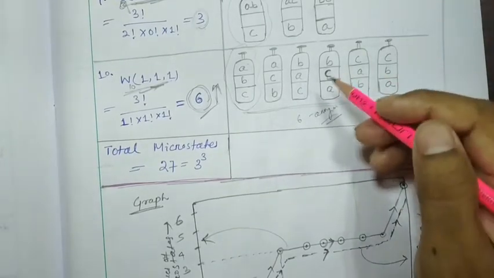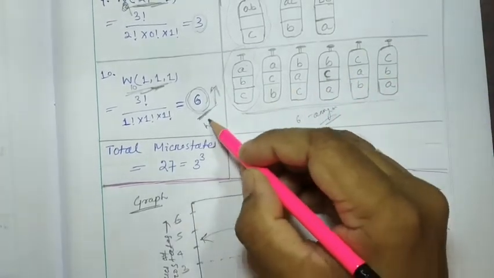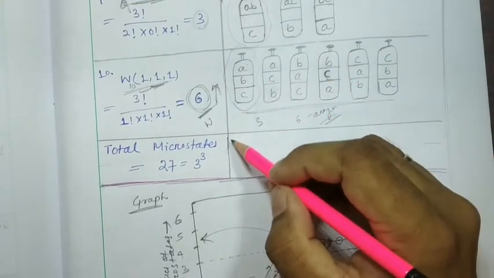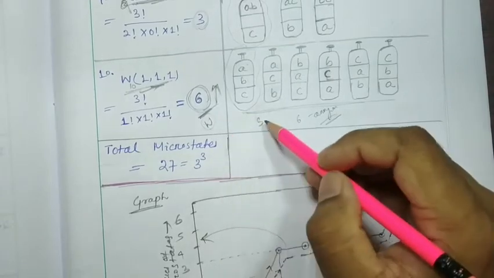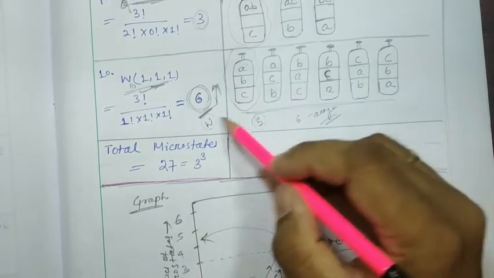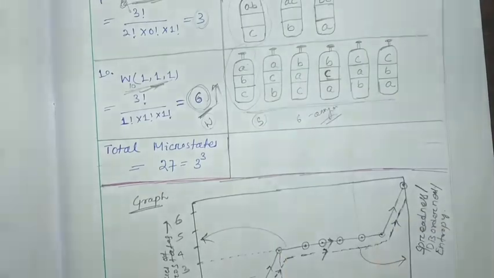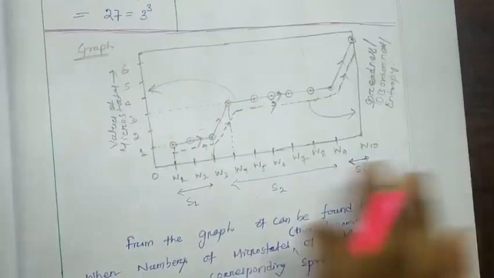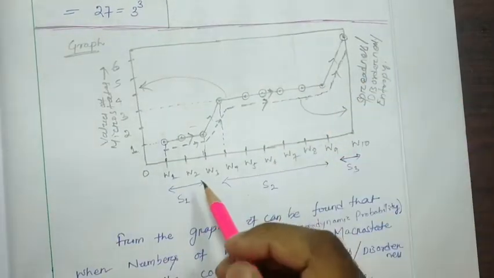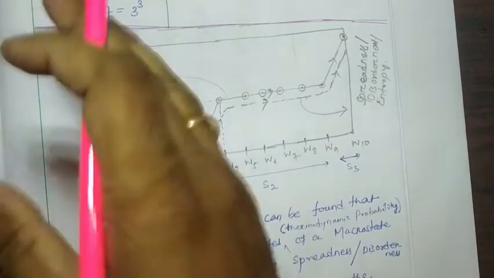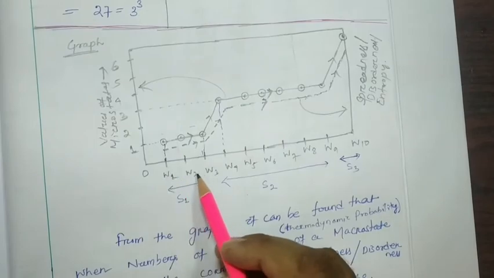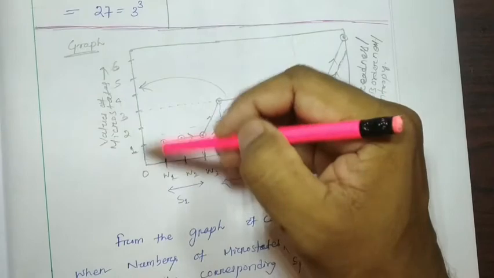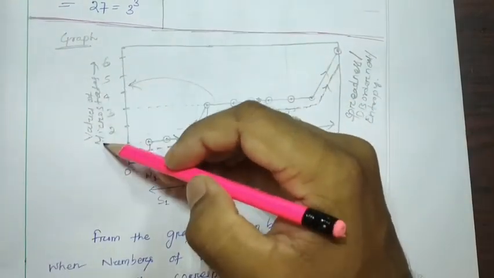So this is nothing but your W, and this spreadness is represented by the entropy. So when W increases, spreadness also increases. That means both are directly proportional to each other. So here I have drawn a graph for you. From this we can easily analyze the result we found. Here are W1, W2 up to W10, all the macrostates. This side represents the values of microstates.